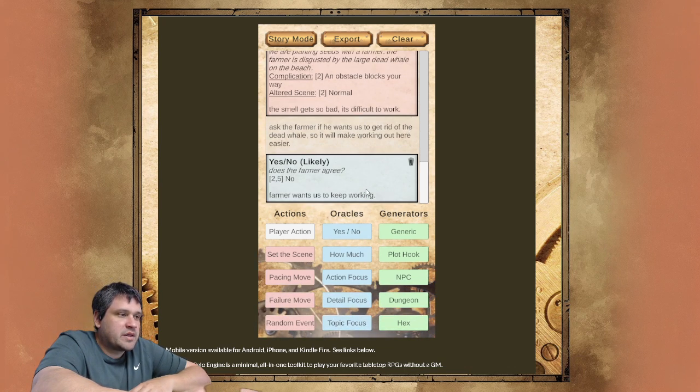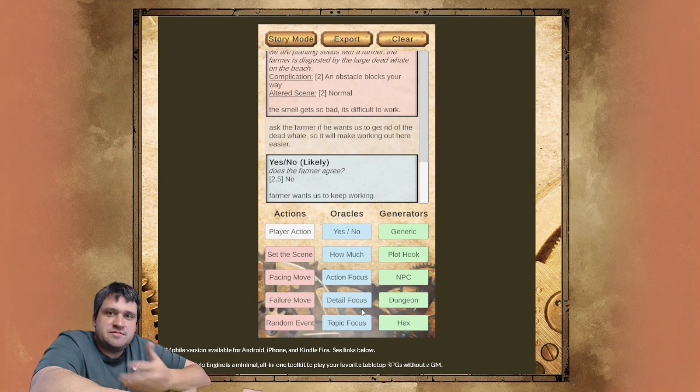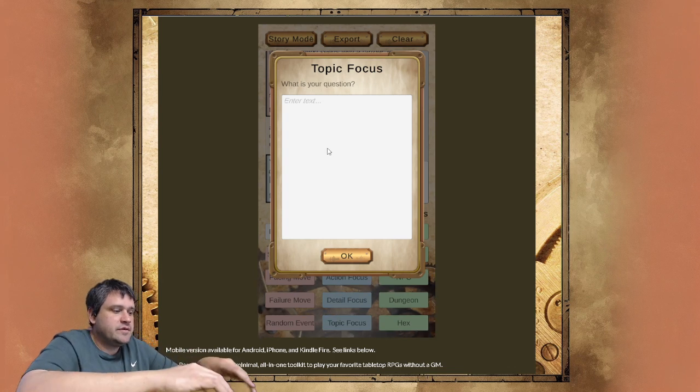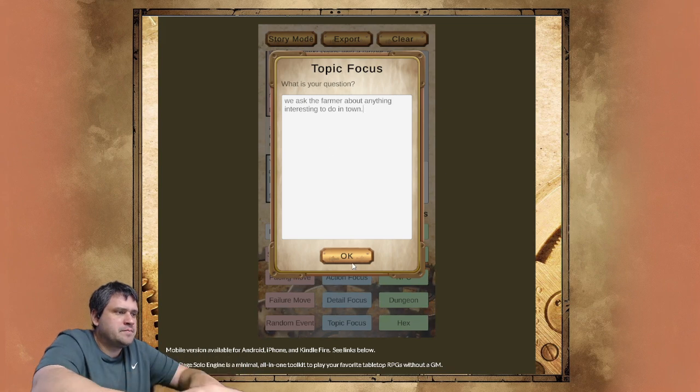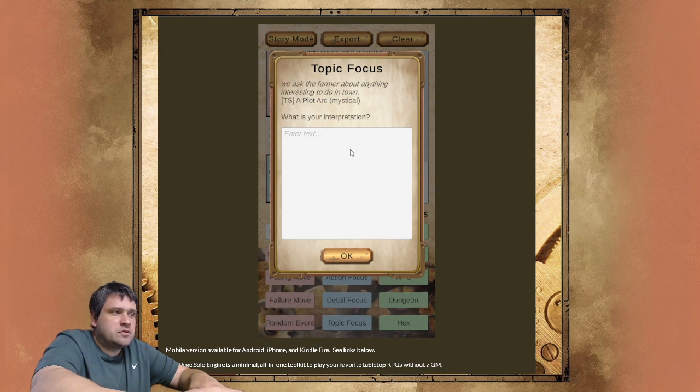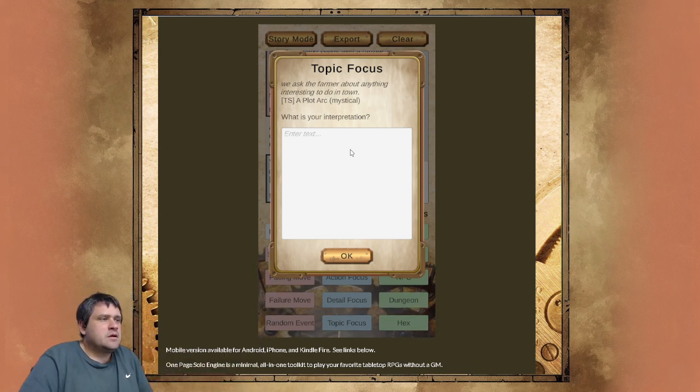But maybe to just keep things off of the mind of the dead whale, we try to talk to him about something else. So let's talk to the farmer about something else. We asked the farmer about anything interesting to do in town. Maybe for later today. A plot arc, mystical. Okay. Plot arc mystical. Well, we don't have to really listen to the mystical part, but I'm saying the plot arc.